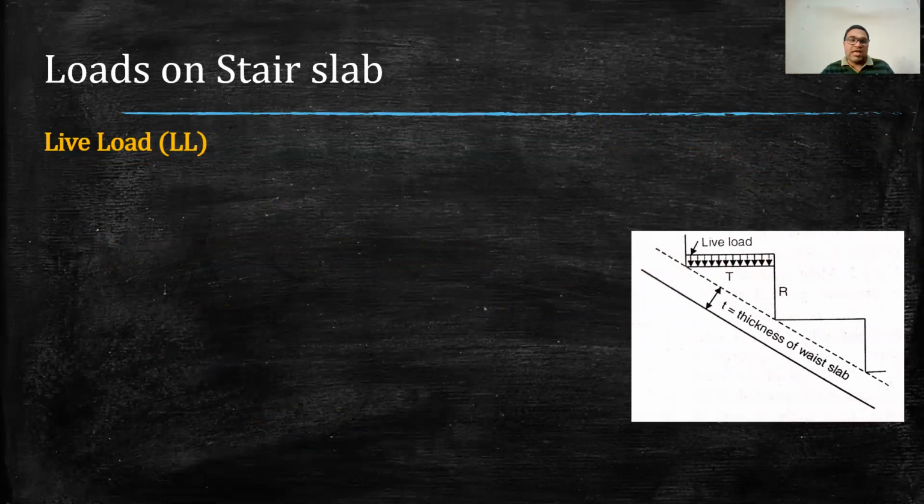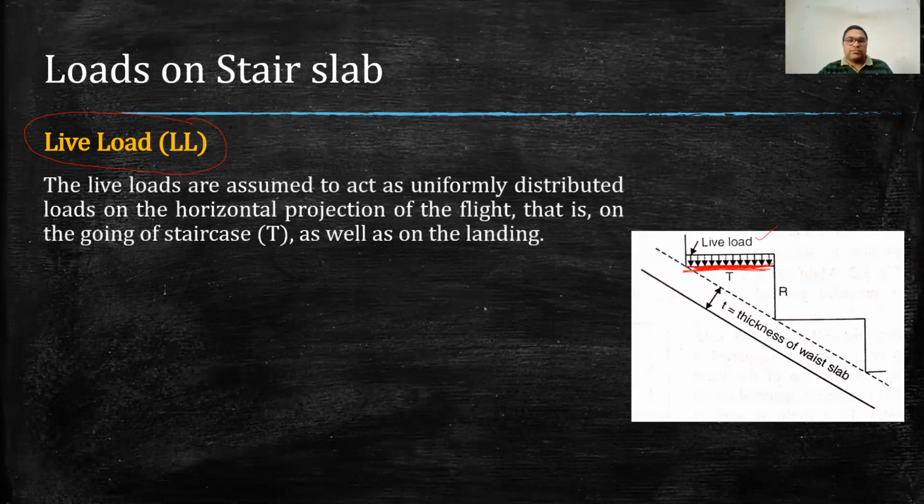Now talking about the live load. This live load will generally occur only at the horizontal surface of the steps, which means at the tread. So that is why live load is shown here, and this is what I have mentioned here. The live loads are assumed to act as uniformly distributed load on the horizontal projection of the flight, that is on the going or tread of the staircase, as well as on the landing. Live load will occur on the landing also.